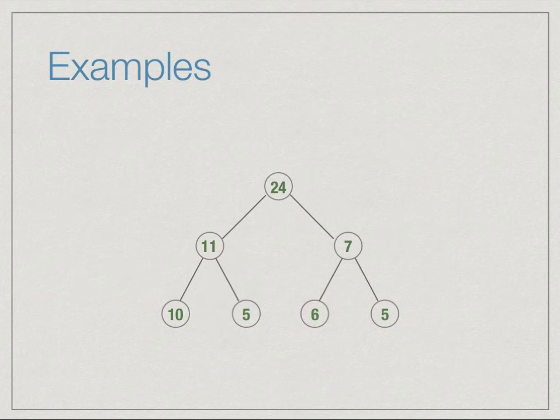Here is another example where the bottom level is actually full. Here we have 7 nodes, and once again at every point we see that 11 is bigger than 10 and 5, and 7 is bigger than 6 and 5. So we have the value property, the max heap property, along with the structural property.